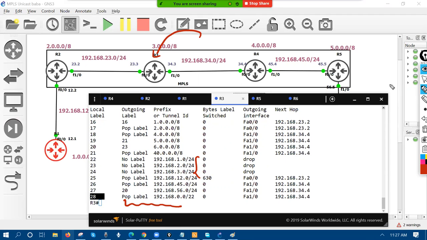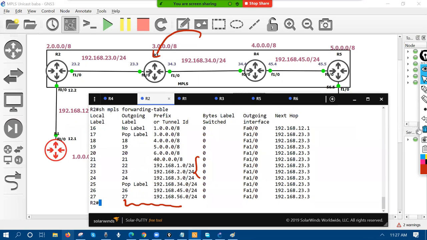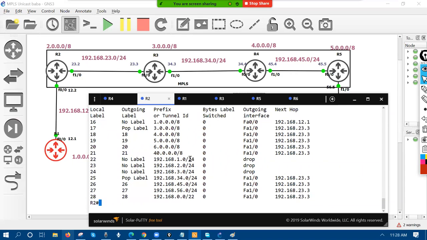So on the R2 table, if you see the MPLS forwarding table of R2, what happened? I'm going to forward the packet based on which label? 28 for all prefixes. So if I'm doing the summarization or aggregation in MPLS, what happened? They will summarize their labels as well.